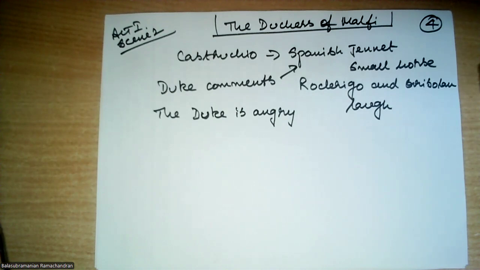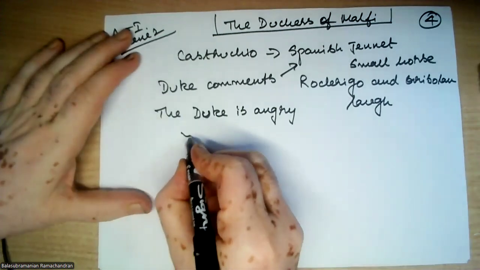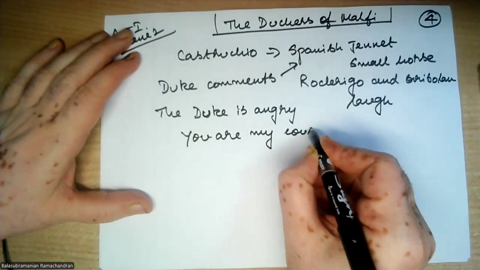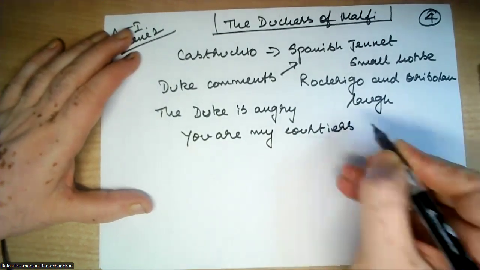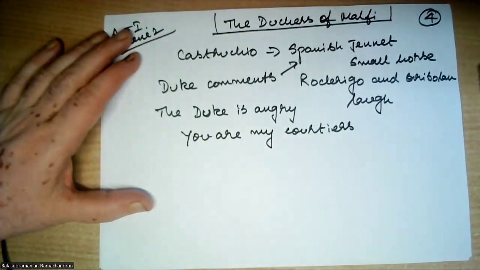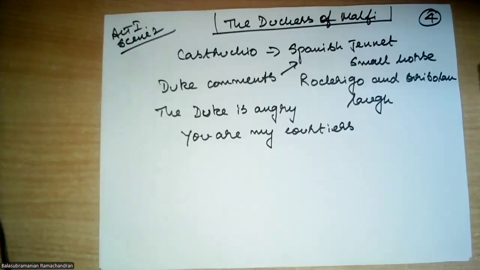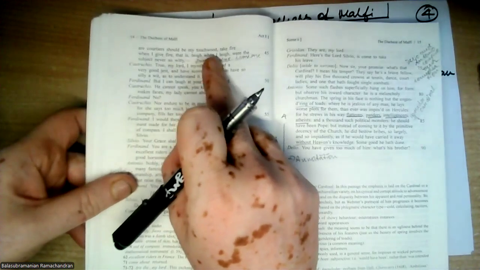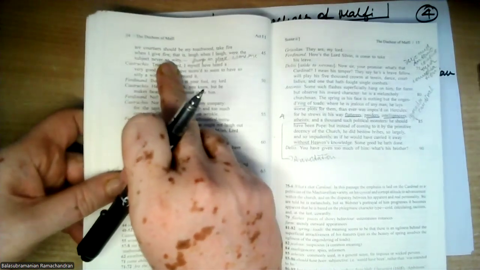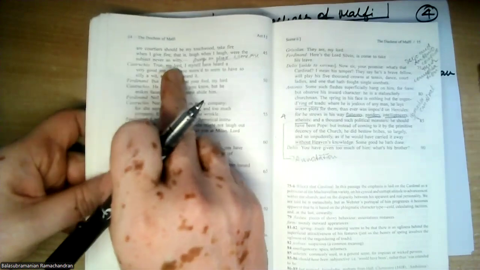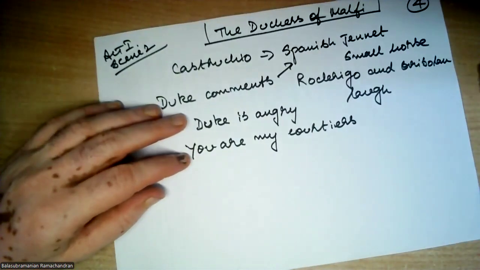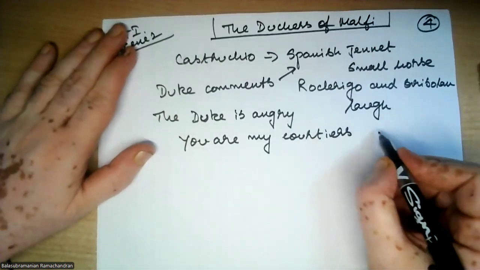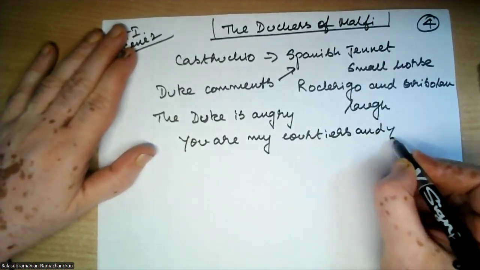So he says, "Look, you are my courtiers, and you should know when to laugh and when not to laugh." I'll just read this out. "You are my courtiers and should be my touchwood. Take fire when I give fire. Laugh when I laugh, were the subject never so witty." So he says, look, what is so funny about this that you are laughing? You are my courtiers and you should know when to laugh.